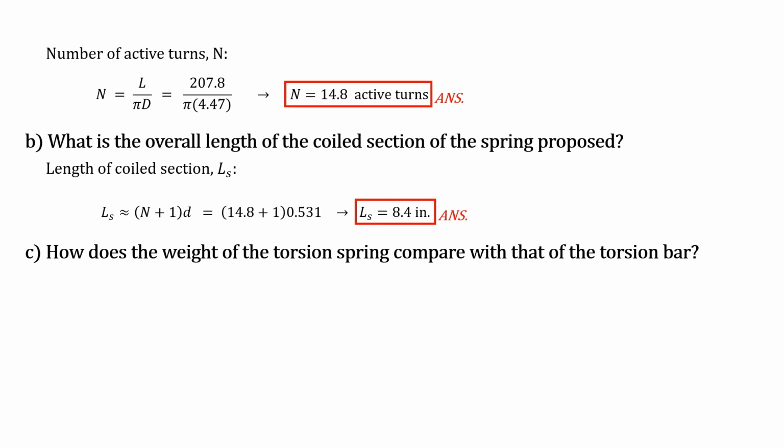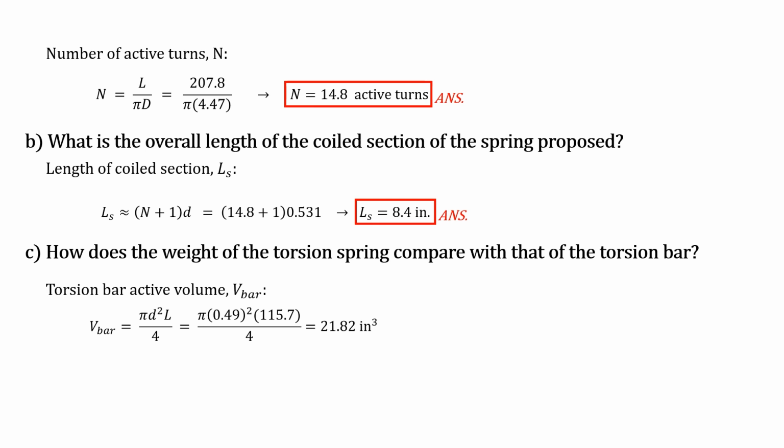Now we have to compare the weight of the two, so your torsion bar from problem 1 and this torsion spring from this problem 2. In order to calculate the weight, we have to find the volumes. The active volume for the bar, here it's just a cylinder, so it's pi d squared times the length over 4. Subbing in those two values, this 0.49 and 115.7 comes from problem 1, our volume is 21.82 inches cubed.